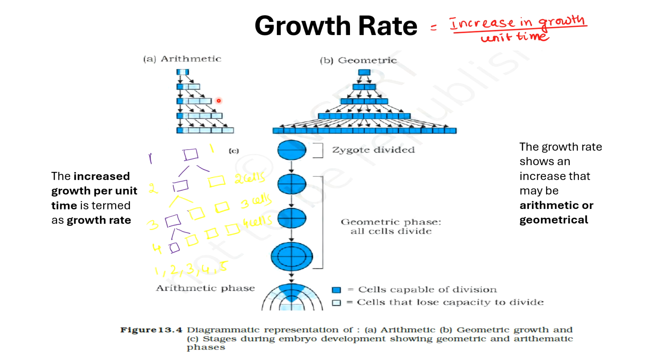Is that clear? Now let's see the second type of growth rate, that is the geometric growth rate. Here, all the cells take part in the cell division. So let's say we started with one cell. This is the starting cell. Now it will form two cells. Now these two cells can again form another two cells, and this one will also form two cells, right? This one will again form two cells, then two cells.